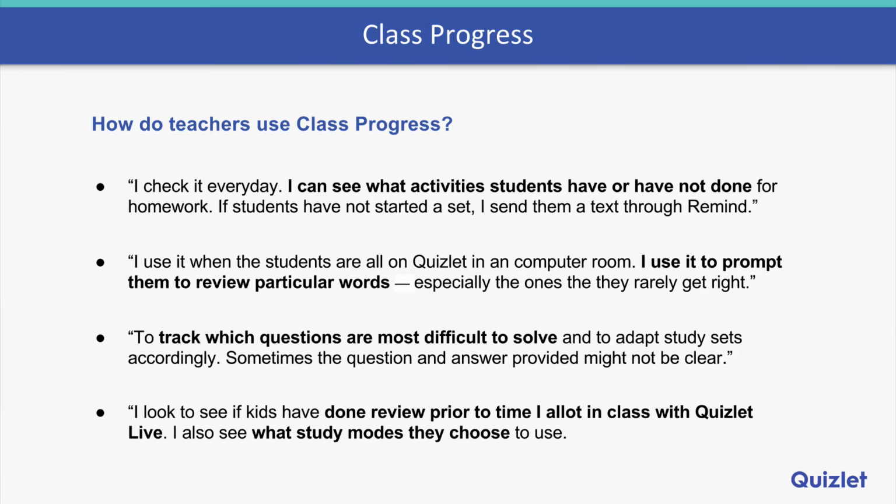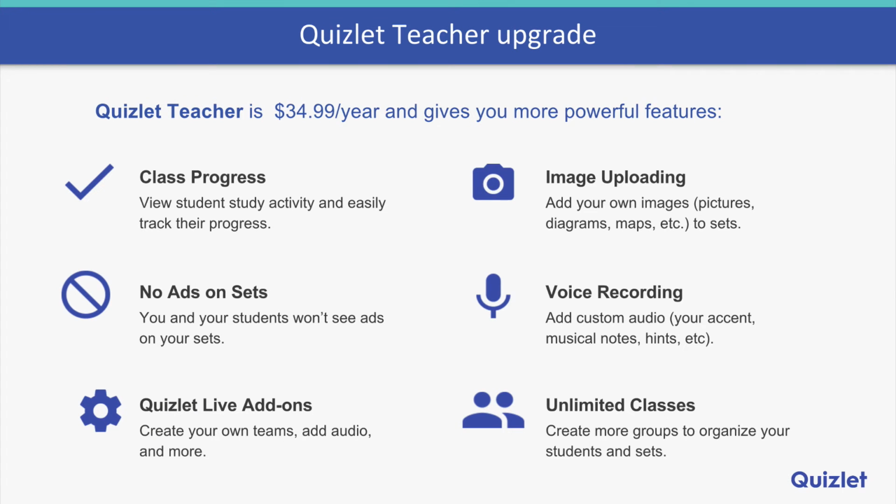So as I mentioned, class progress is a feature of our Quizlet Teacher upgrade, which is $34.99 for 1 year. While all of Quizlet's core components are available with a free account, an upgrade gives you a lot of cool bells and whistles around powerful content creation and customization. For example, you get the ability to upload your own images. With a free account, you do get access to our free image gallery, but if you're teaching something very specific, it's possible that you might need to use your own images.